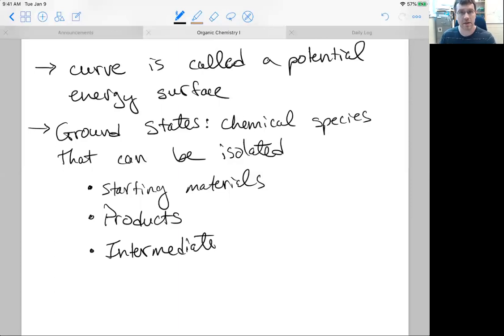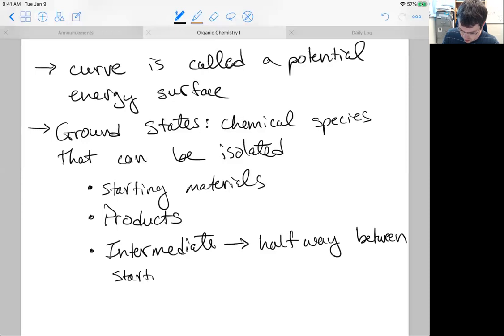Okay, so an intermediate is something that's halfway between starting materials and products and can be what's called isolated. That is, when I say isolated, that means we can actually put it in a bottle with some degree of success, maybe. It might not last very long, but we could certainly try to, in theory, put it in a bottle, isolate it from all of the other chemical species in the system. So this is a state halfway between starting materials and products that can be isolated.